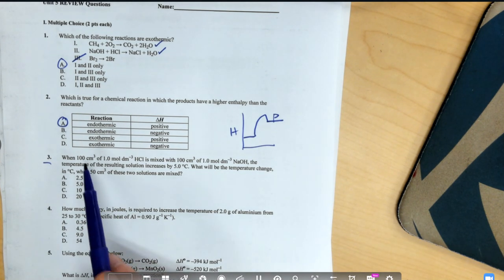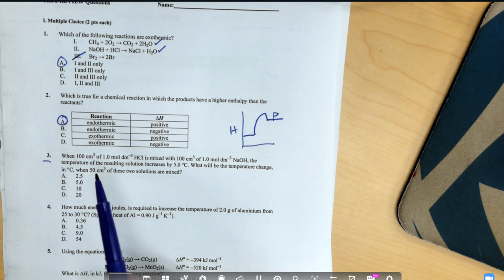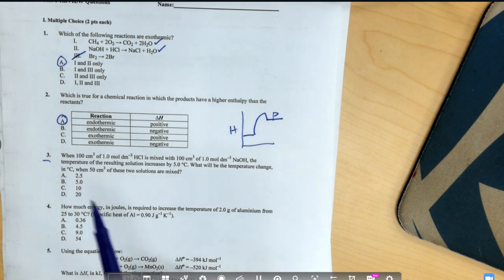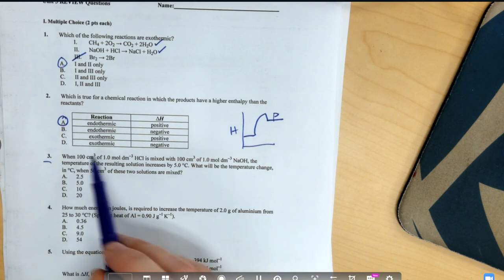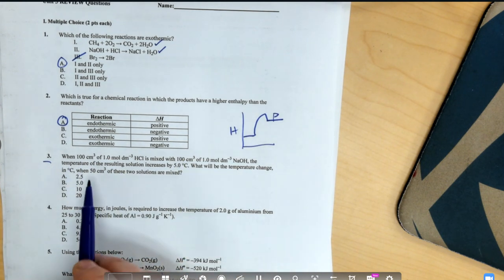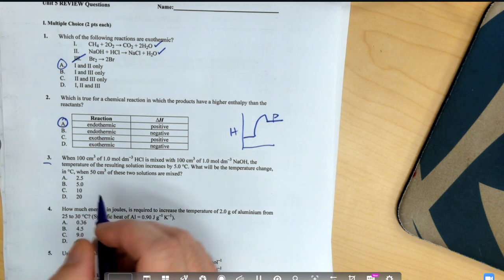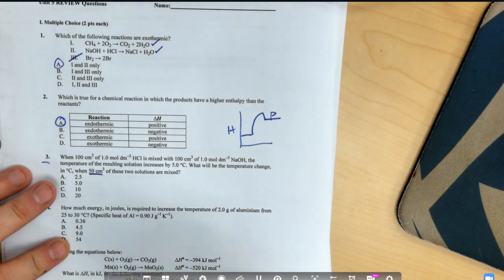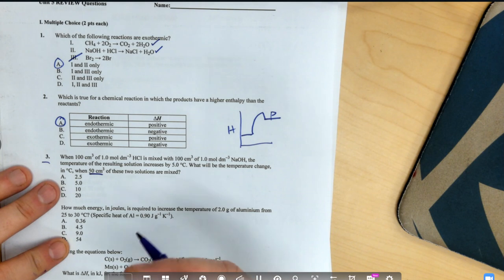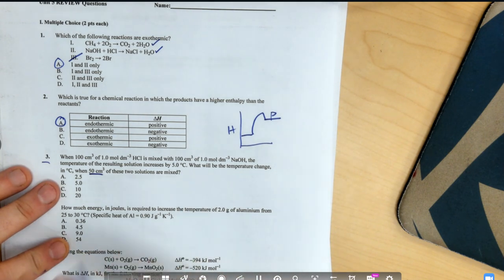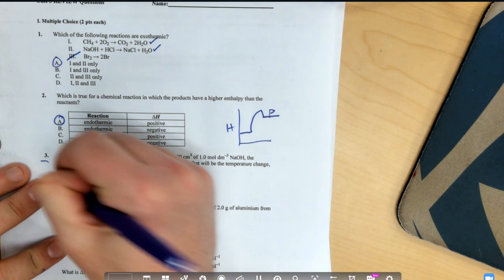So the amount of heat that's released is dependent upon the mass of the substance, right? mC delta T. So if we have 200 total cubic centimeters here, we would have 100 total cubic centimeters there. With the 50 cubic centimeters, you're going to release half as much heat, but they also have half as much mass, so the temperature change will be the same.